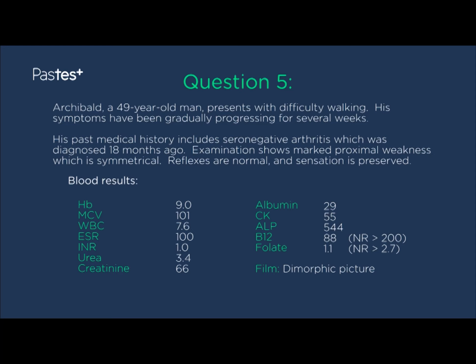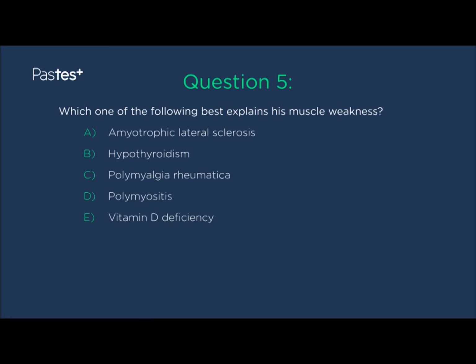That would sort of fit, wouldn't it? He's got a low hemoglobin, low B12, low folate, and you wonder if maybe that's because he's got a low ferritin as well, giving the dimorphic blood picture. Which of the following best explains his muscle weakness? A. Amyotrophic lateral sclerosis, B. Hypothyroidism, C. Polymyalgia rheumatica, D. Polymyositis, E. Vitamin D deficiency.